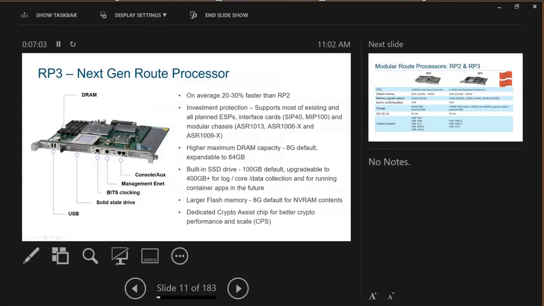This is the DRAM, the memory that we were talking about, the RP memory. As I was telling, the DRAM will be 8 GB by default and expandable up to 64 GB. We'll have a larger flash memory. 8 GB will be default for NVRAM content. We'll also have a dedicated crypto chip on this module itself, which will help in processing the IPsec traffic.